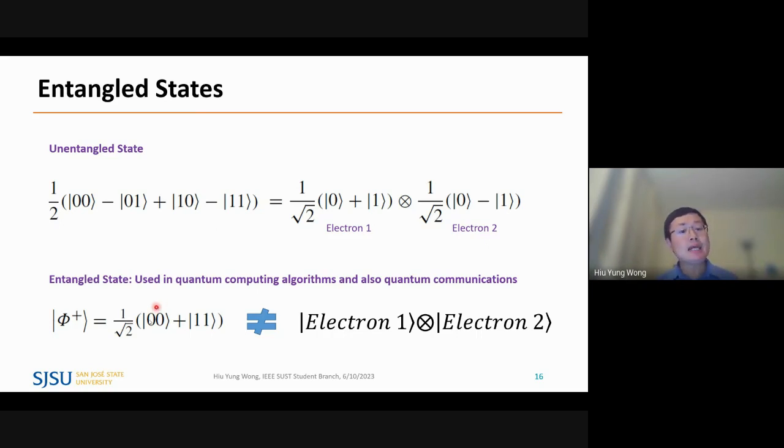But there are some states, for example this one, called an entangled state. No matter how you do it, you cannot factorize it into the product states of 2 electrons. For example, this state only has 0,0 and 1,1 components. It also has 0,1 and 1,0, but their coefficient is 0. So you will never get these basis states if the wave function collapses. So that is one of them.